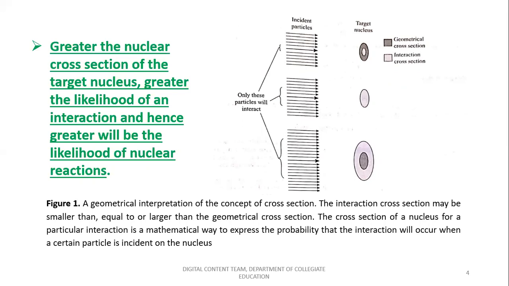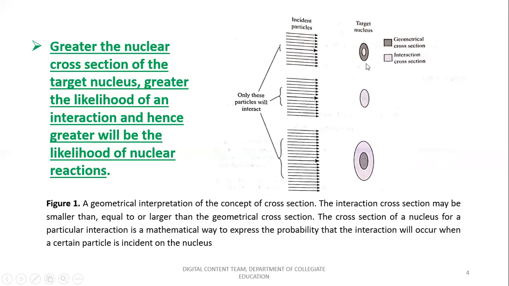This interaction cross-section area may be lesser than, equal to, or greater than the actual geometrical size of the nucleus. This is shown in this particular figure, which you can analyze from each of these cases. In the first case, as represented here, the lighter region indicates the interaction cross section, and the darkened region indicates the geometrical cross section.